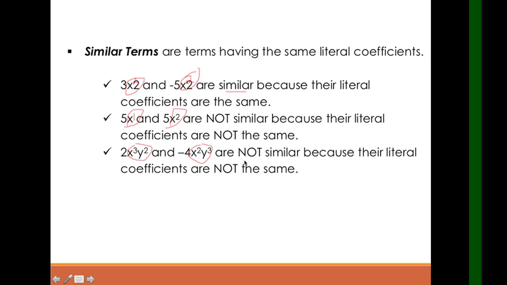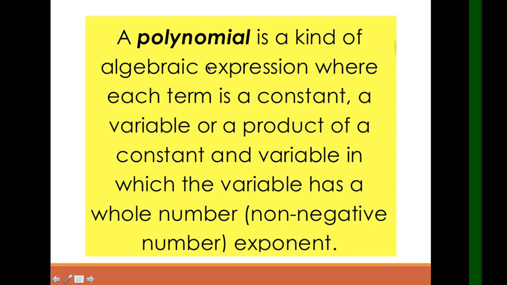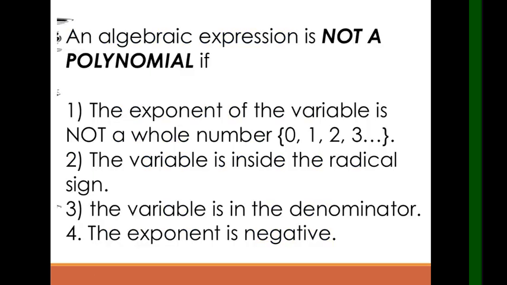Clear? And now, a polynomial is a kind of algebraic expression where each term is a constant, a variable or a product of a constant and a variable in which the polynomial has a whole number, non-negative exponent. So, dapat hindi negative yung exponent to consider that our given is a polynomial. Okay. So, an algebraic expression is not a polynomial if, so yung algebraic expression, yun yung pag sinulat natin yung polynomial, no? Kapag hindi siya polynomial, ito yung mga condition.